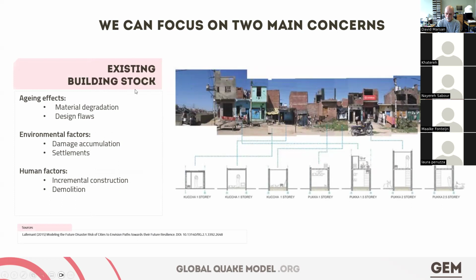Regarding the existing building stock, what I'm saying is this. I think this is a very nice photo from David Lallemant's thesis, where he is basically showing how we start building a building because we need housing, but then we start adding extra floors because we need more appliances or more space, or the family increases, so we add a second floor and then a third floor, and this is how existing construction can become more vulnerable. Basically, because these are non-engineered modifications.